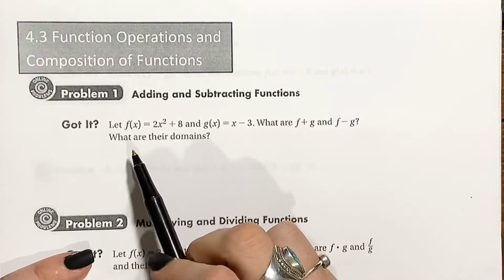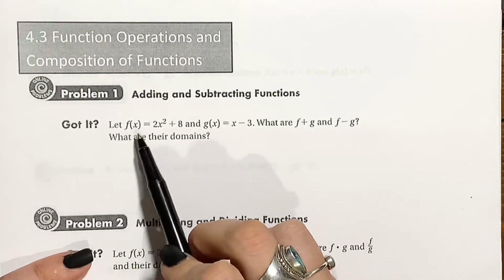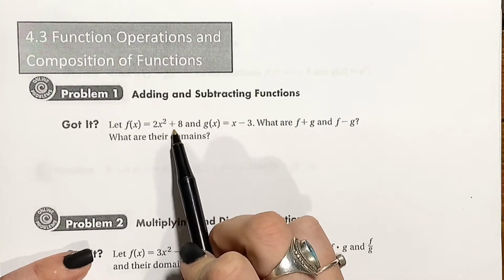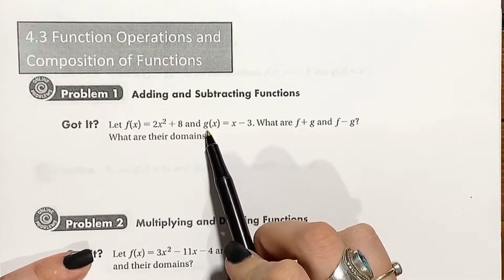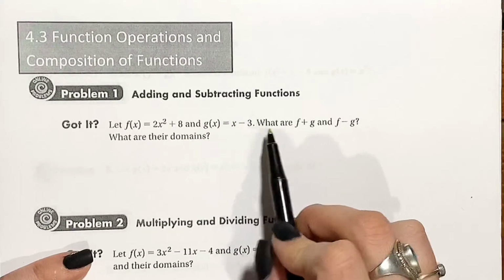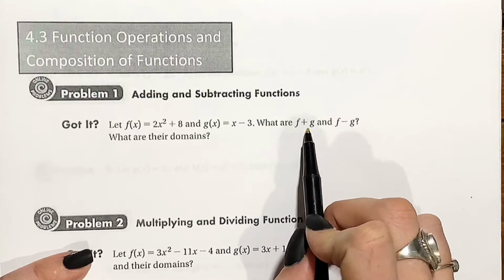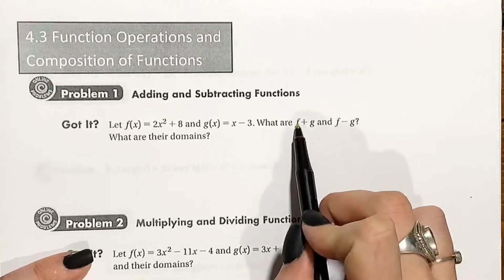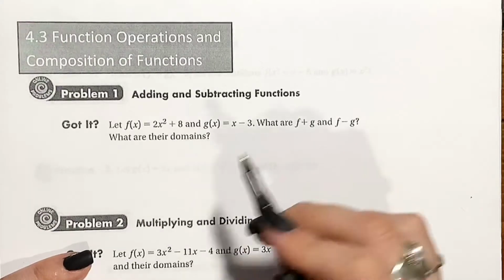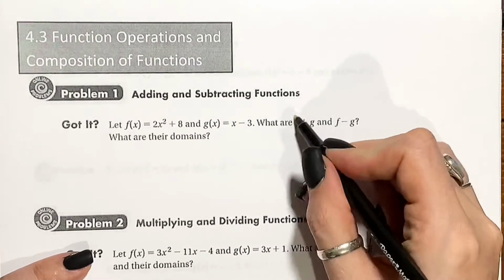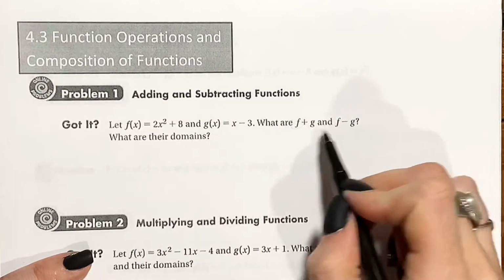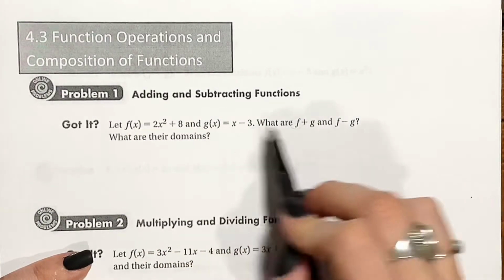So they're going to be giving you two different functions. So like on this one we have f of x equals 2x squared plus 8. And then they give you g of x, which equals x minus 3. And then here's the new notation, they're saying what are f plus g and f minus g. So you're going to be seeing this kind of notation and you need to know what to do with it. So essentially they're saying take the f function and add to it the g function, and take f and subtract g on the second one.